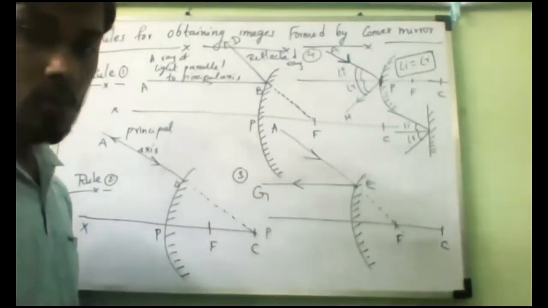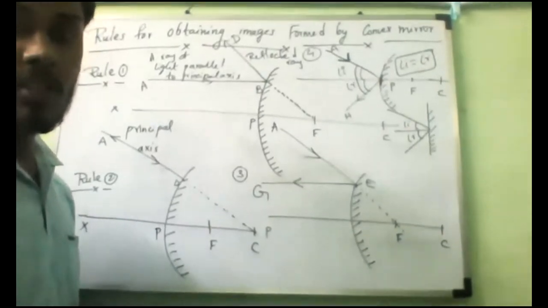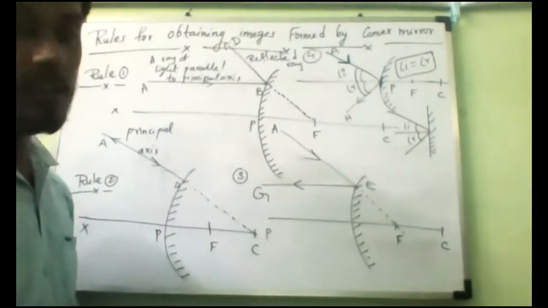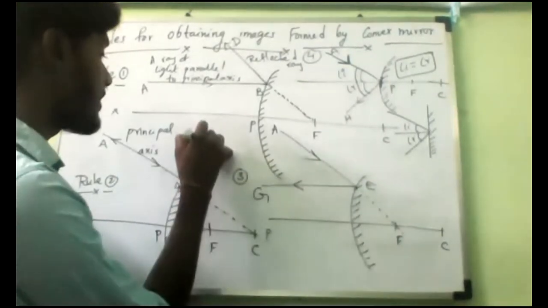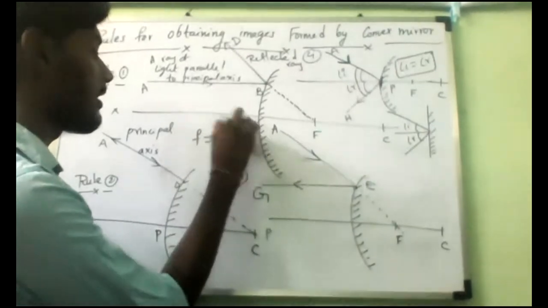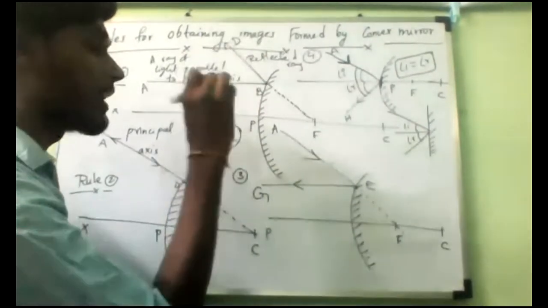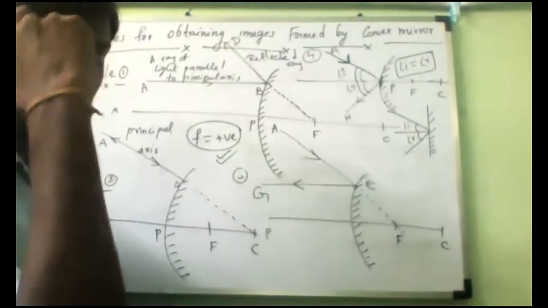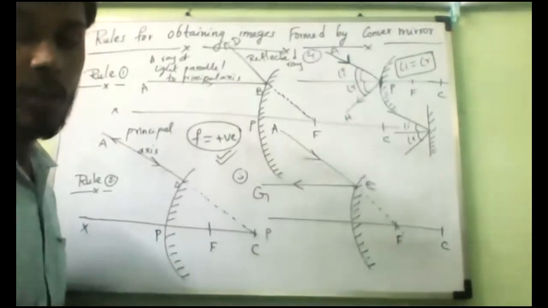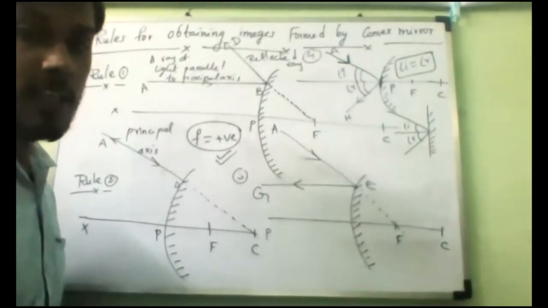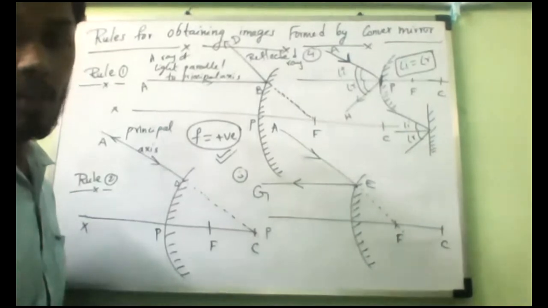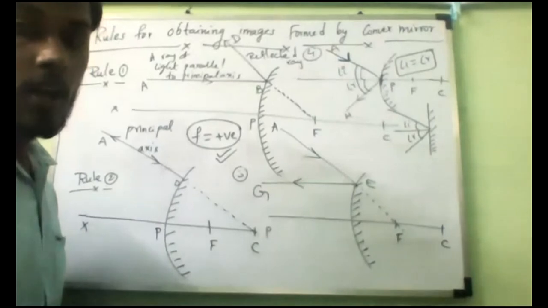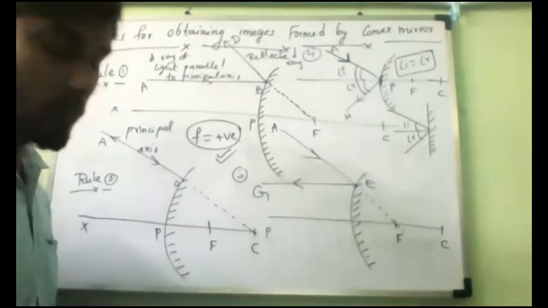Everybody, positive. Those who joined now, those who were absent last class, everybody must remember. So F is always positive whenever we are seeing a convex mirror. That is what our mind should say, first point. Everybody should remember that. F is positive always for a convex mirror. Do you understand? Yes? All of you, right now. Yes, sir.